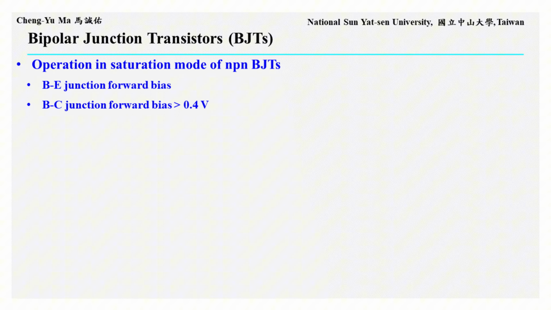First, consider the bias conditions for saturation mode. The BE junction is forward biased, just as in active mode. However, the BC junction is also forward biased, which is the key difference from active mode. Since PN junction current is strongly related to the carrier concentration distribution inside the semiconductor, we first compare the BC junction under reverse bias and forward bias.